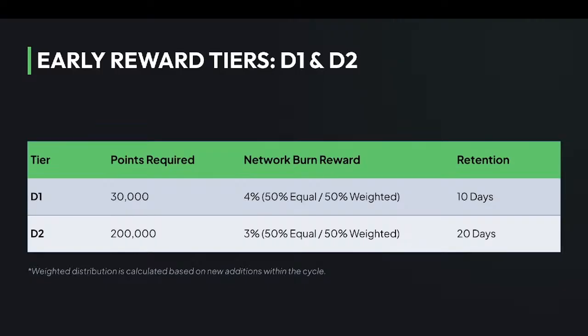Achieving this unlocks a reward pool equal to 3% of the global network burn. So first, we need to understand the contribution method for this early tier. Both D1 and D2 distribute their rewards using a balanced formula. 15% of the reward pool is divided equally among all the users who qualify for that tier.